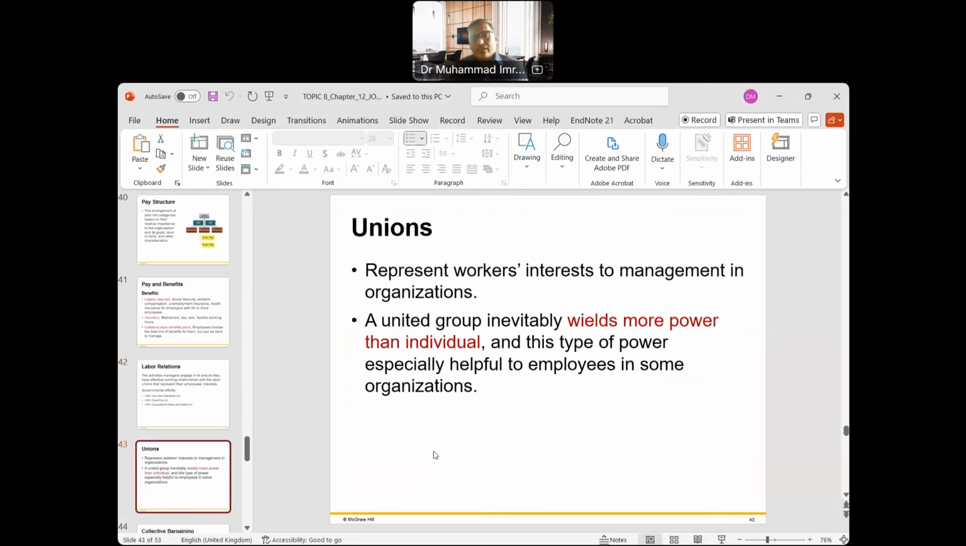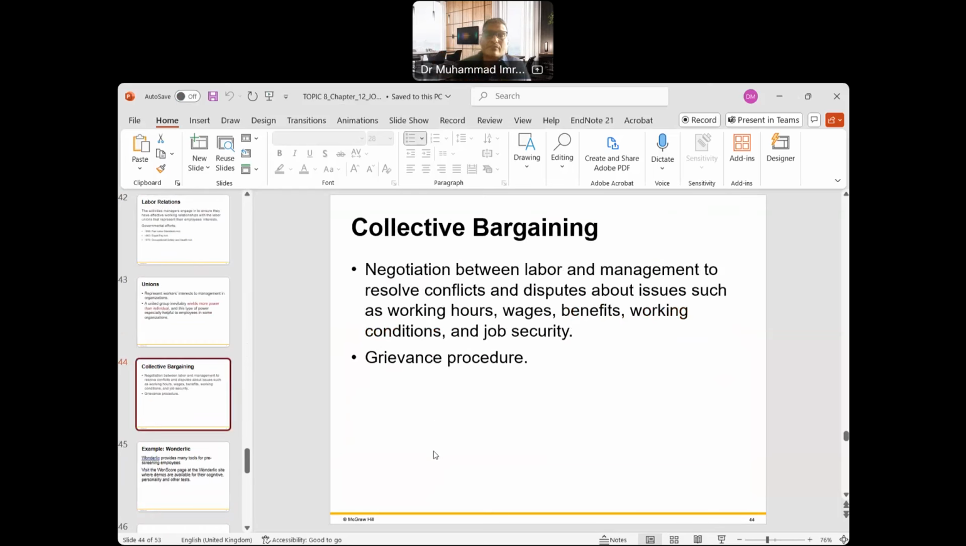Here, unions. The group of laborers, the group of employees, is called a union. Why do they have unions? Let's see theoretically. They represent worker interest to management in organizations. They are representing all workers. A united group inevitably wields more power than individuals, and this type of power especially helps employees in some manners. In what?